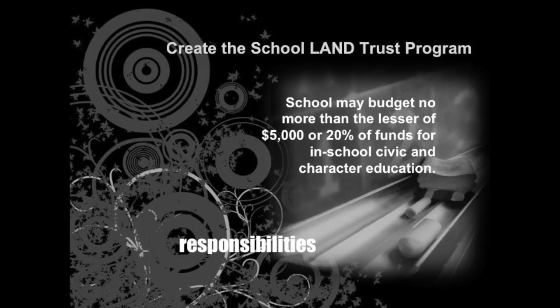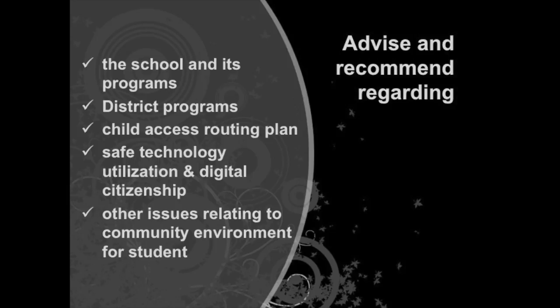A school may designate funds for these programs or activities only if the plan clearly describes how these activities and programs directly affect student academic achievement. Community councils will advise and make recommendations to the school and district administrators and the board regarding the school and its programs, district programs, a child access routing plan in accordance with Utah law, safe technology and digital citizenship, and other issues relating to the community environment for students.